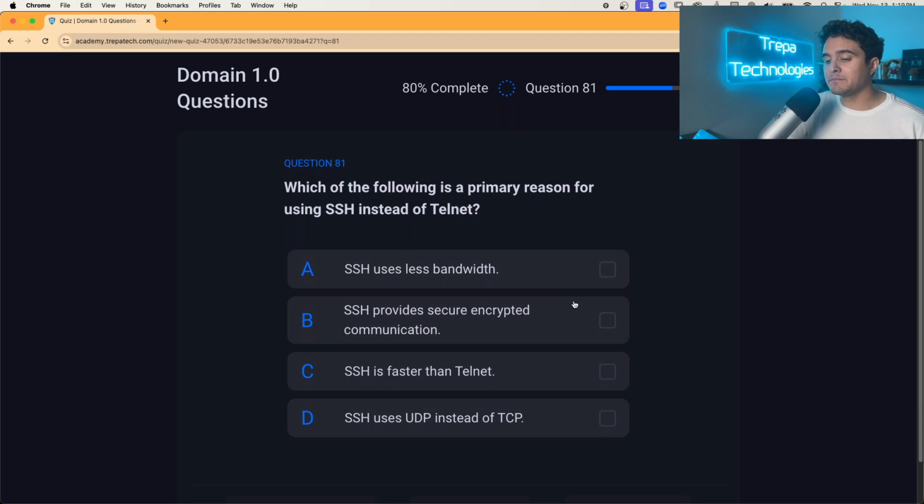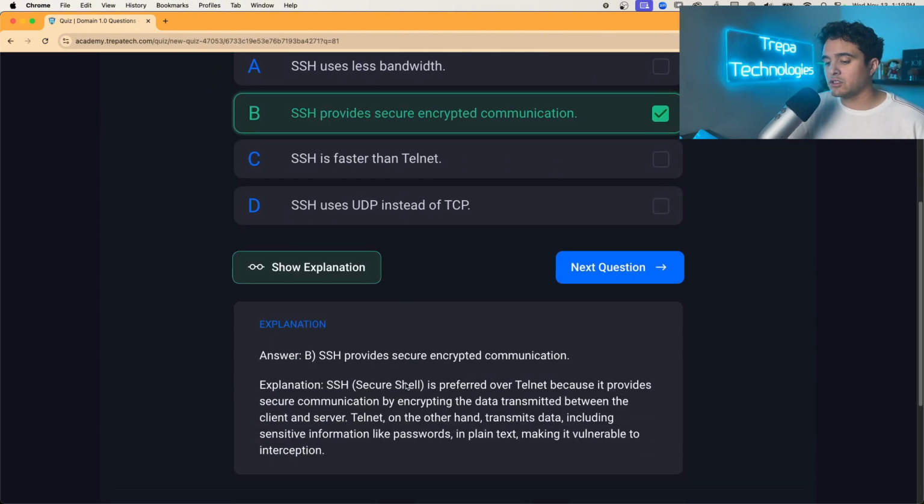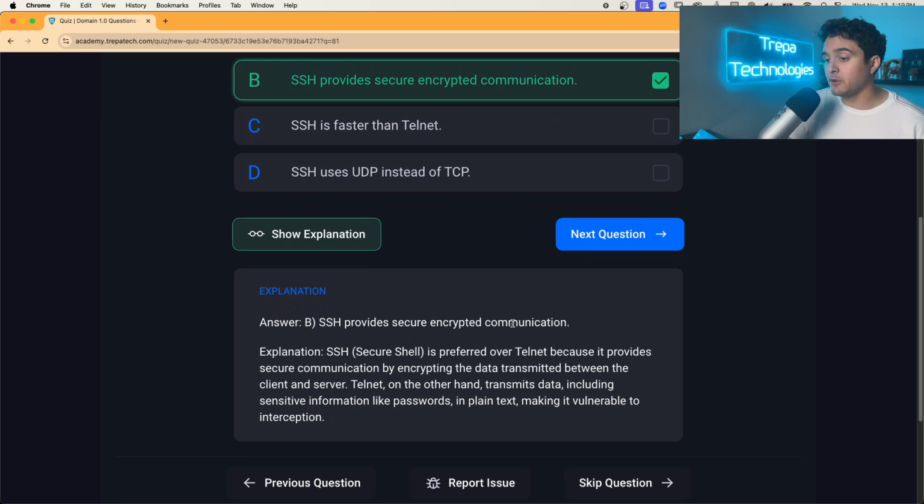Question 81. Which of the following is a primary reason for using SSH instead of Telnet? This got to be a give me. SSH is secure. It's encrypted. It uses RSA, asymmetric encryption keys, to establish a secure session. Go ahead and pause the video if you want to read the explanation.